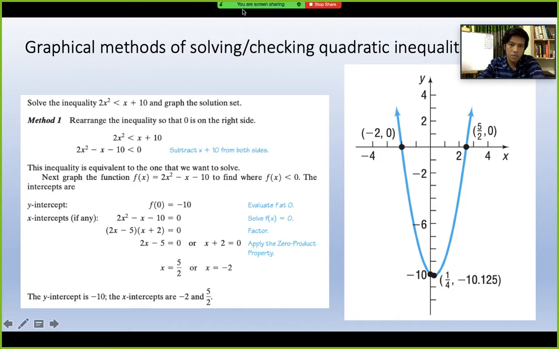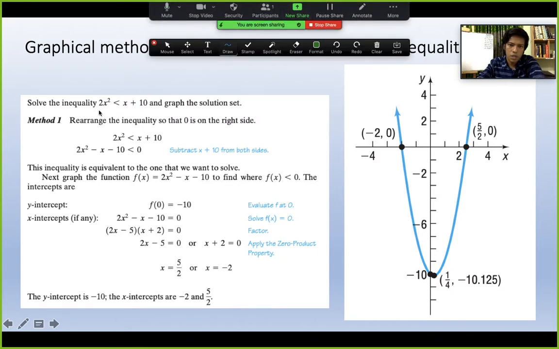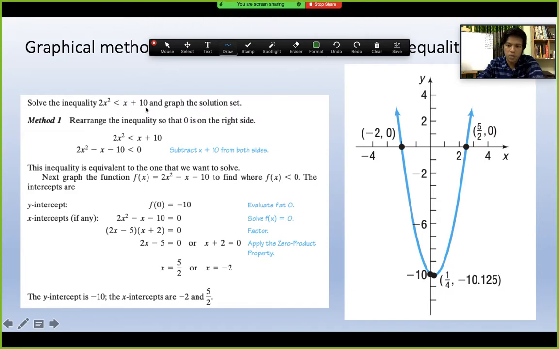So you see this question is like 2x squared is less than x plus 10. So where is the solution we are trying to find out? So let's look at this. You will notice that if we bring x plus 10 to this side, then basically our equation looks like this: 2x squared minus x minus 10 is less than 0.